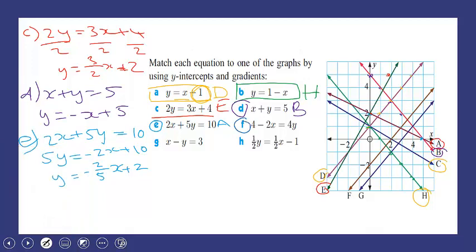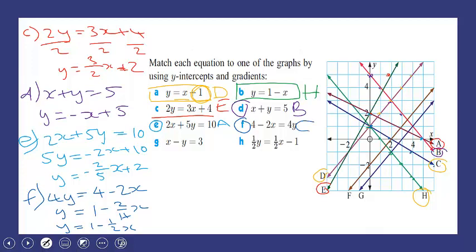Next up, we've got F. So for F, I'm going to rearrange it. I'm going to say 4y equals 4 minus 2x. So y equals 1 minus 2 over 4x, or y equals 1 minus a half x. So my m value is minus a half, and my c value is 1. So I start at 1, which is right there. And I go 1 down, 2 to the right, 1 down, 2 to the right. I end up with C.